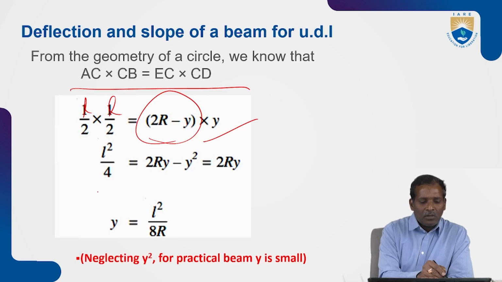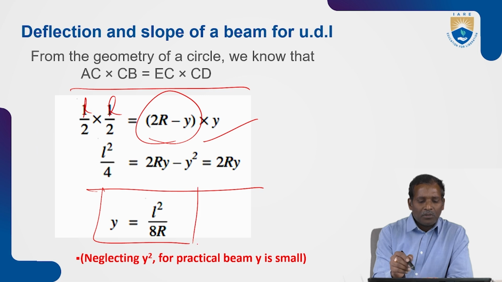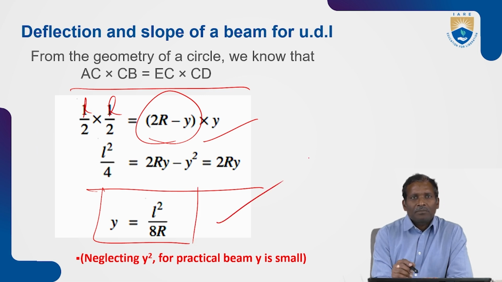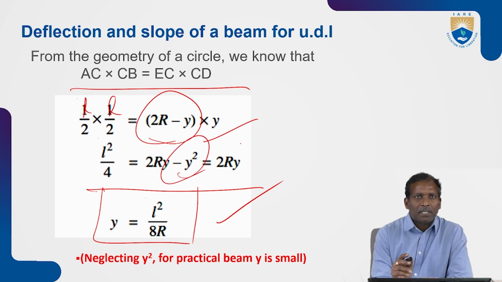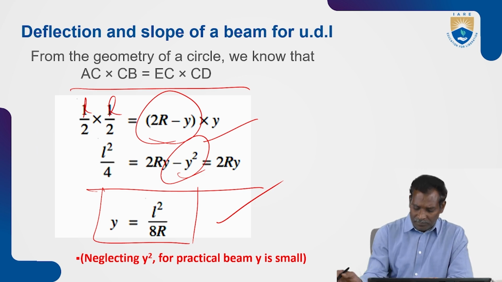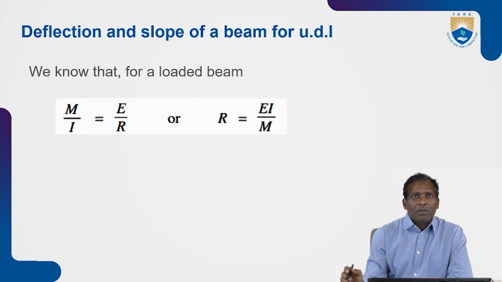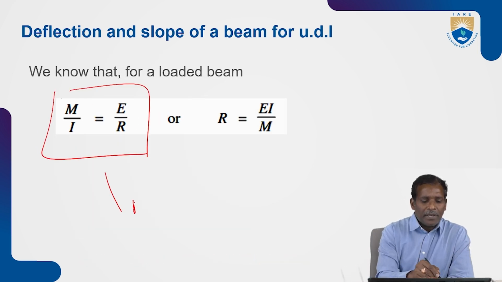So after simplification, you will get Y is equal to L square by 8R. Why? Because we are neglecting the Y square term. For a practical beam, Y is small, so the Y square term is very small and you can neglect it. So we know that for the loaded beam, M by I is equal to E by R. This is the bending equation.